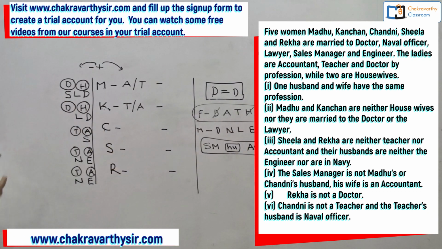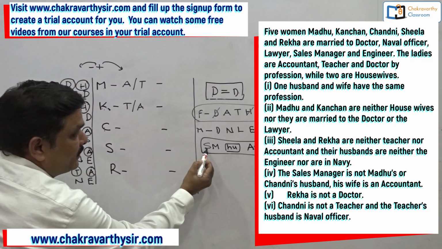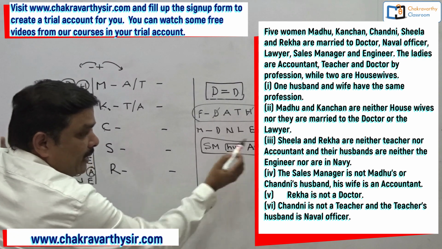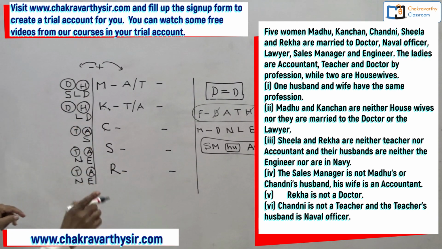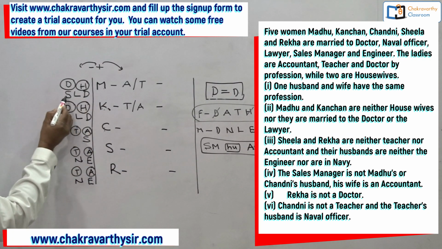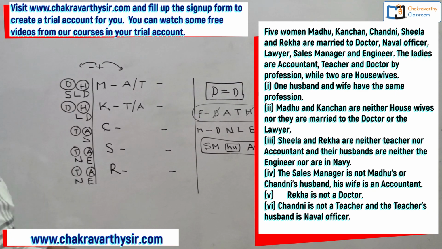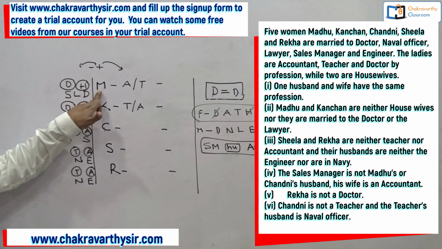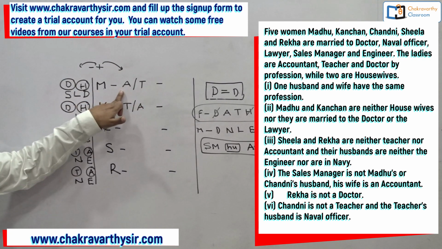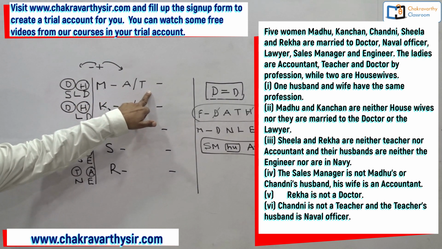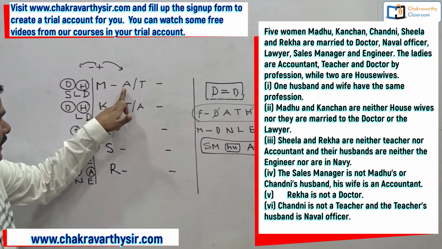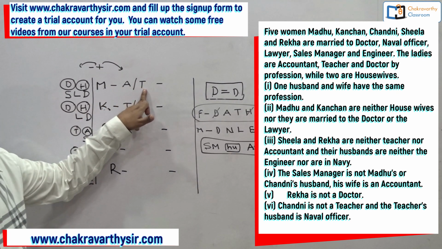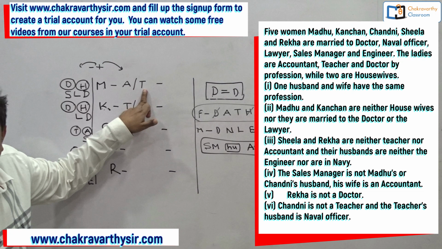Listen very carefully, students. Madhu's husband is not the sales manager, but sales manager's wife should be accountant. What is the conclusion from that? Simple one, students. Sales manager's wife should be accountant and Madhu's husband is not a sales manager. Very simply we can say in this way, Madhu has only two options for her profession. What are the two options? Madhu can be either accountant or a teacher. Only two possibilities for her.